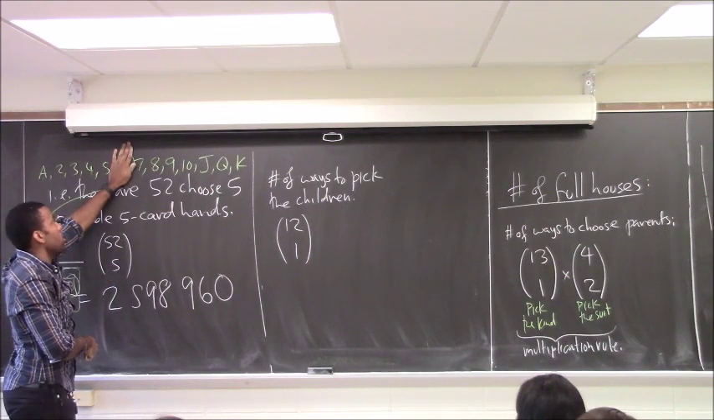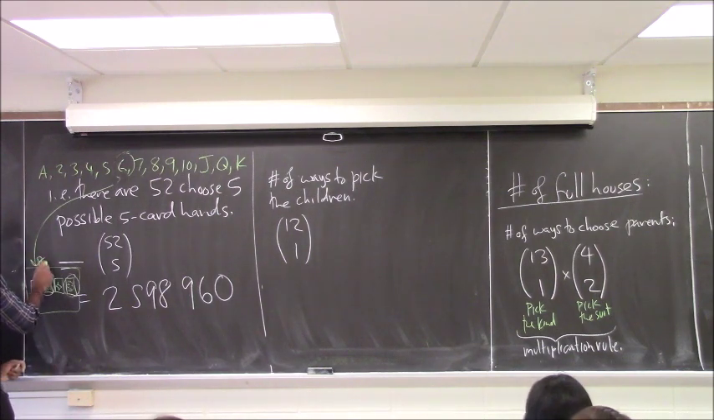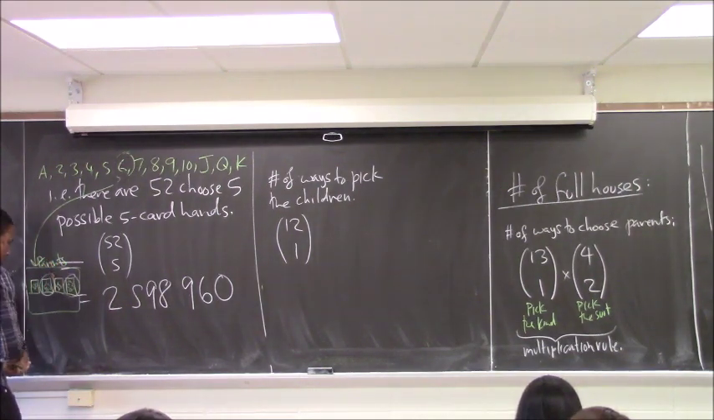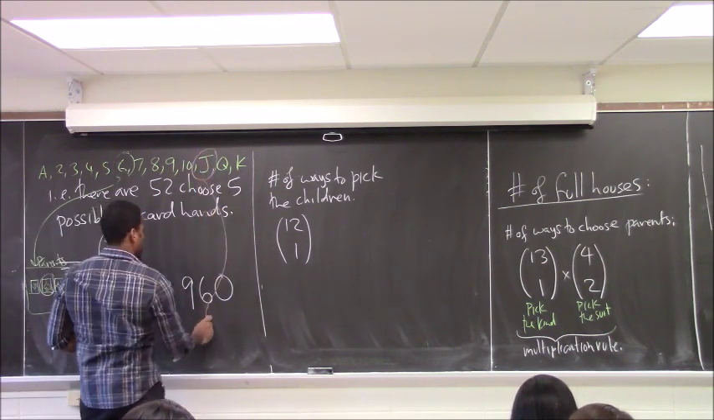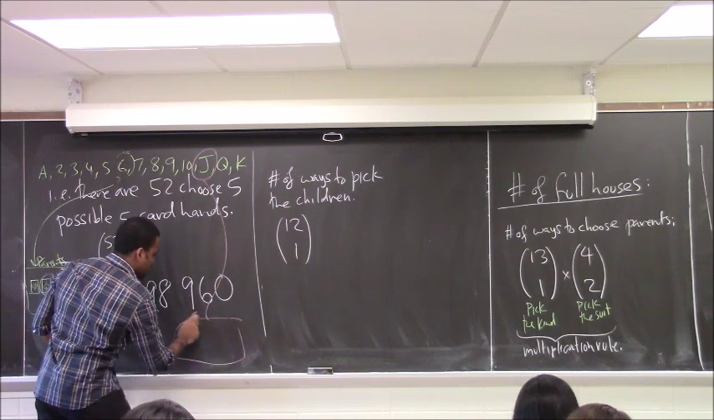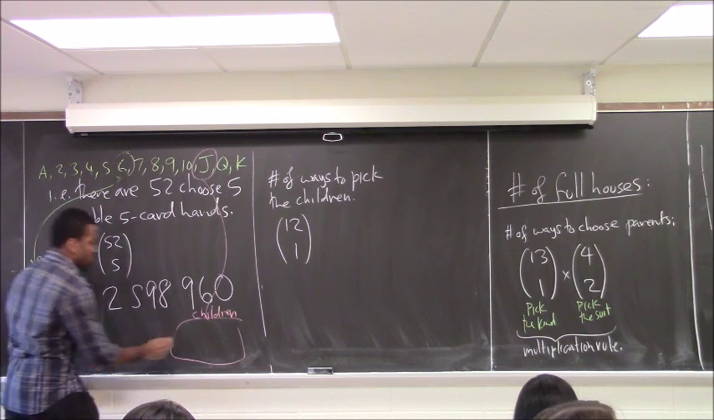Now, once I pick one of those choices, here are the parents, and then I can throw in, let's say at random I pick the jack for the children. Now there are going to be 4 possibilities there.